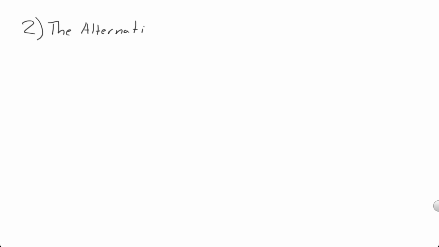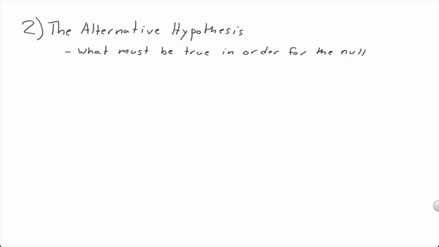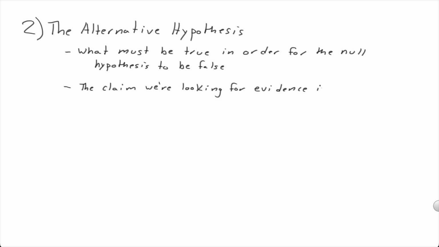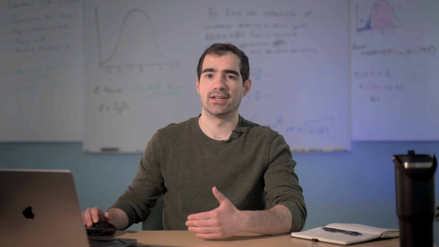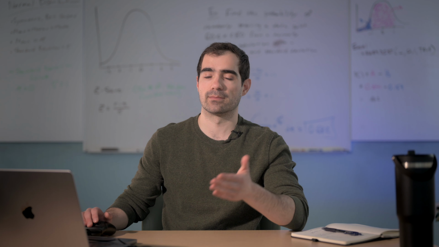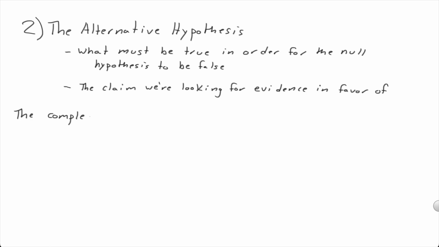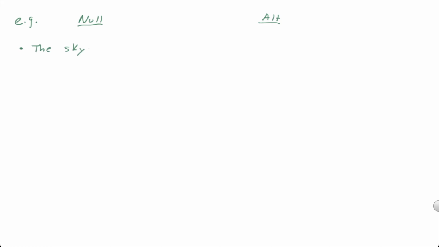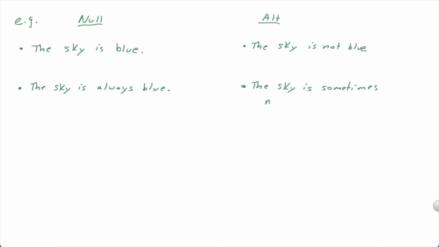Next is to formulate the alternative hypothesis. This represents what must be true if the null hypothesis was false and is ultimately the claim we're actually looking for evidence in favor of. In a way, you can think of it as the opposite of the null hypothesis, or more specifically, it represents the complement of the null hypothesis. If the null is the sky is blue, the alt is the sky is not blue. If the null is the sky is always blue, the alt is the sky is sometimes not blue.